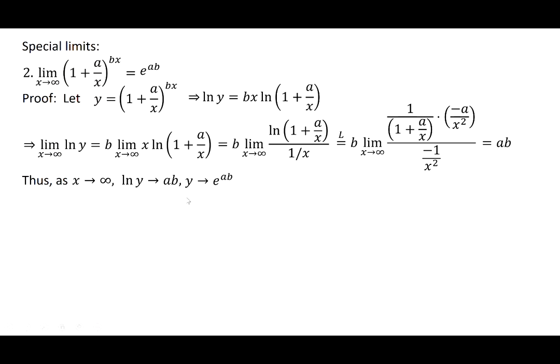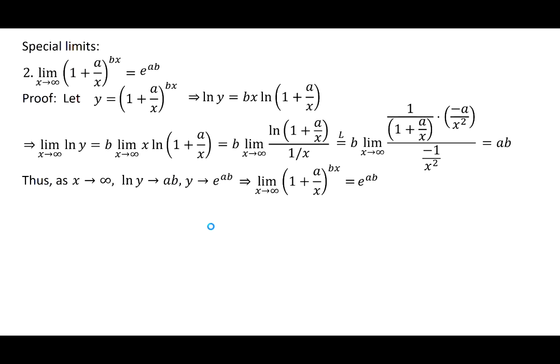All right. So what can we say? That means y. What is y? 1 plus a over x raised to bx. So that means we can interpret this as limit as x approaches infinity of y, which is all this, is nothing but e to the ab, which is precisely what we are trying to prove. Okay? All right. So I know that's a bit involved, but if you look at it carefully once or twice, you'll get it. All right?